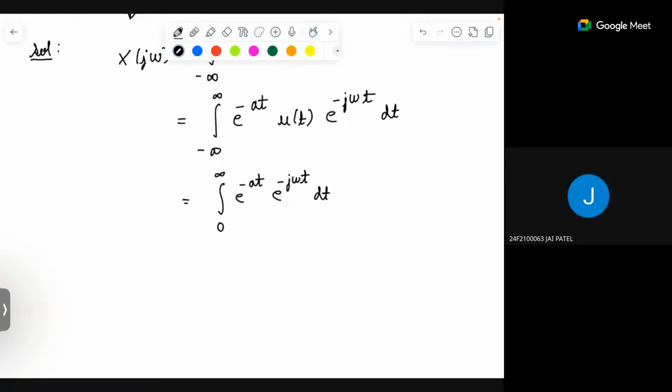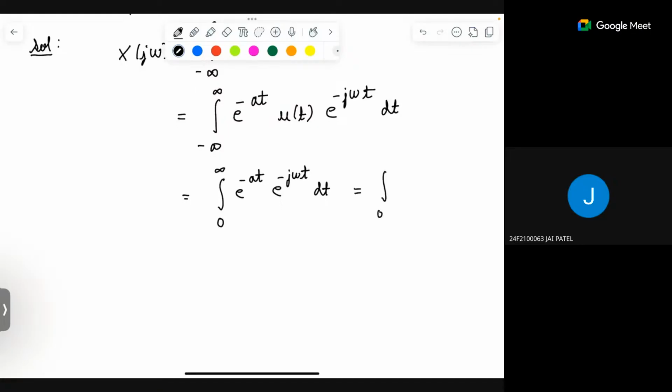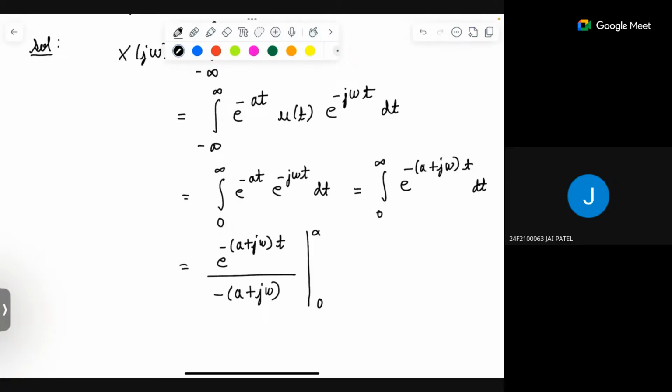Now we will just take these both e terms together and then compute the integral. E raised to the power of minus (a plus j omega) inside bracket into t dt. We compute the integral, so it will be the following. And these are my limits. So when I substitute the upper limit, that is t equal to infinity, it will become e raised to the power of minus infinity. So that will be 0.